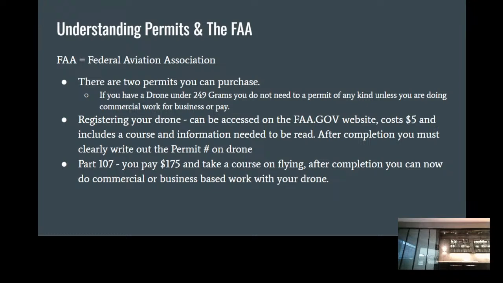Now, if you are registering your drone, this can be accessed on the website, faa.gov. It costs about $5 and includes a course and some information that needs to be read. After completion, you must clearly write out the permit number on the drone. However, if you are doing anything for business or commercial work, you need your Part 107. You pay $175 to take a course on flying. After completion, you can now do commercial and business-based work.